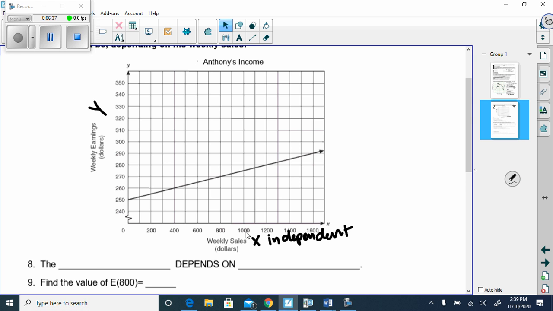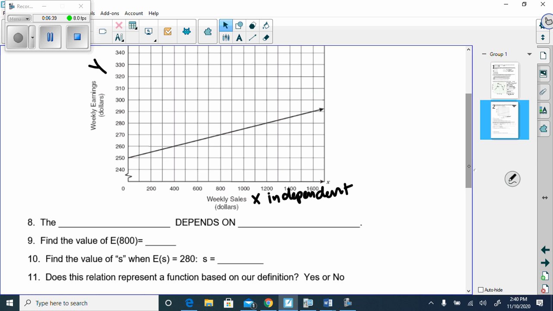So what words would I put in the blanks here? The what depends on what? Weekly earnings and weekly sales. Good. So weekly earnings depend on weekly sales.